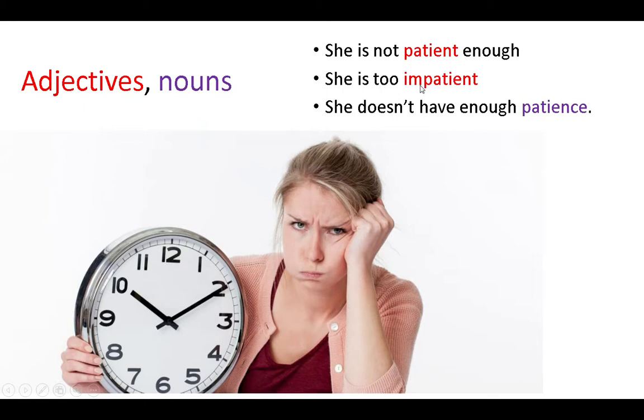With too, you can say impatient. You say, oh, she's too impatient, right? And sometimes adjectives have a noun, like intelligent is the adjective. The noun is intelligence. Patient is the adjective. Patience is the noun. So you can say, she doesn't have enough patience, right? So that's how to express her problem with too, enough, adjectives or nouns, okay?